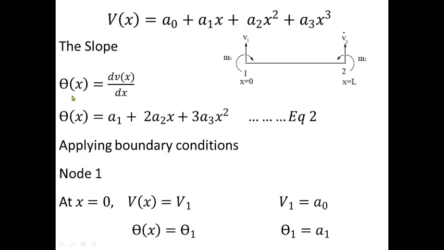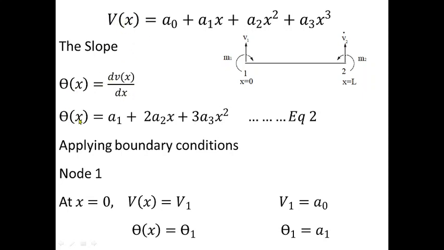And the slope will be represented by theta of x, that is the differentiation of v of x by dx. Now you may wonder what these two, v of x and theta of x, are. If you consider a beam with two nodes, at node 1, as I said, you have two unknowns: one is transverse displacement, the other is rotation. Rotation is nothing but slope, which is represented by the differentiation of v of x with respect to x. So we will be finding these two.